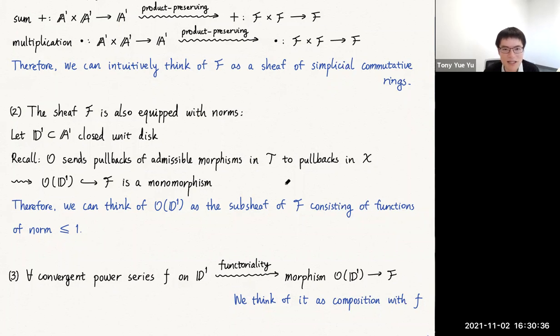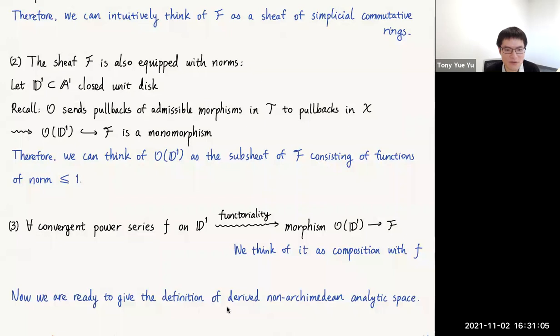Yeah, so we see that using this nice framework of pregeometry and structured topos, we solved very quickly the problem of imposing analytic structures on these derived rings. And now we are ready to give the definition of derived non-Archimedean analytic spaces.